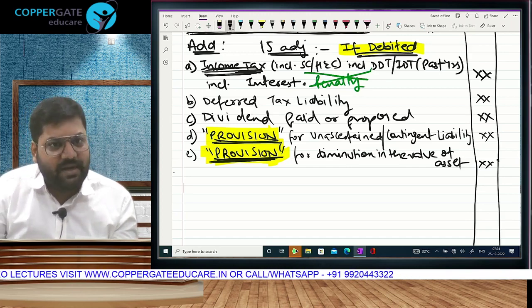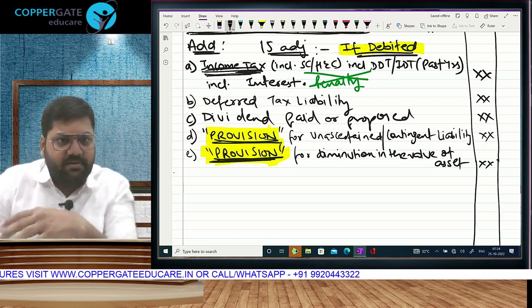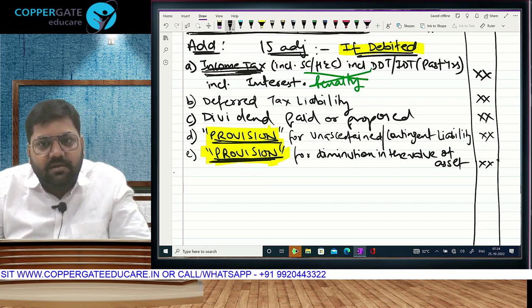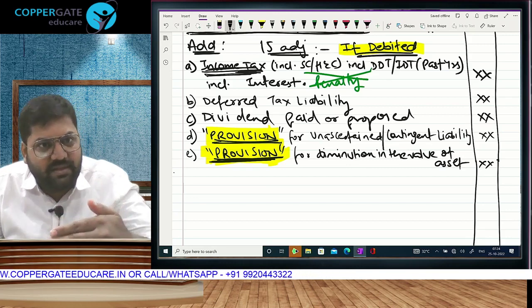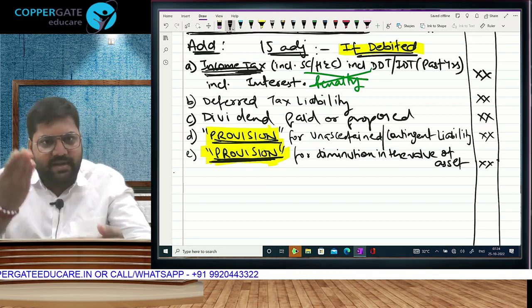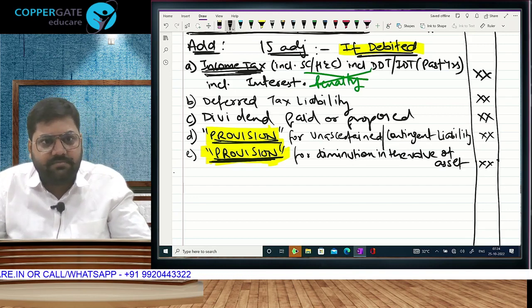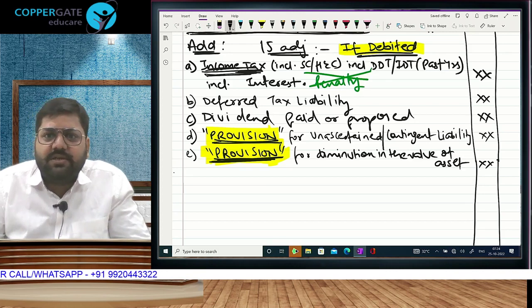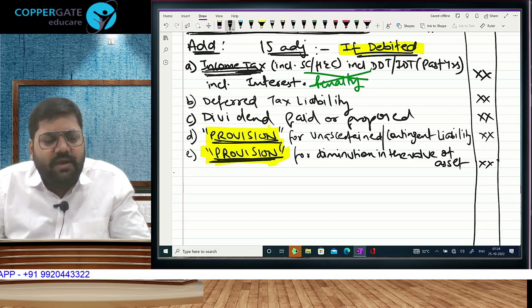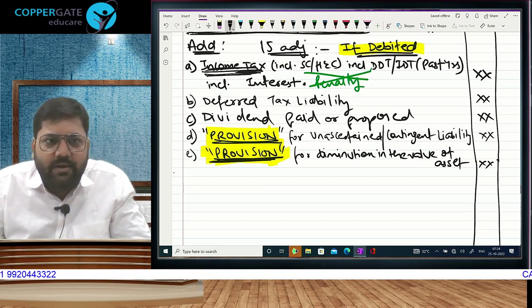You purchase a land for rupees 1 lakh somewhere, like an investment. You expect that thode saal mein, in some years, the value of the land will increase and you will earn capital profits by selling the land. So, 1 lakh ka land you purchase. What journal entry you will pass? Land account debit to bank account.